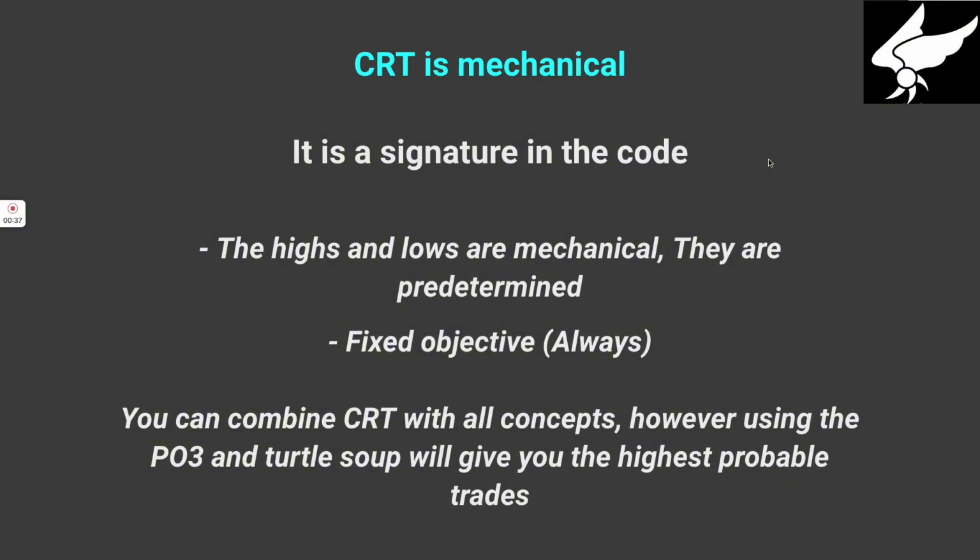The highs and lows are mechanical. They are all predetermined, of every single week, every month, every day. Every candlestick's high and low is predetermined. There will always be a predetermined high and low and a predetermined objective, always a fixed objective. You can combine CRT with any concepts. All concepts can be combined with CRT. However, using the power of 3 and turtle soup will give the highest probable trades. Always.